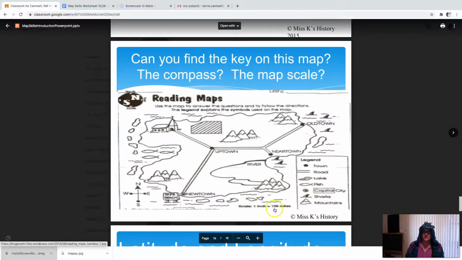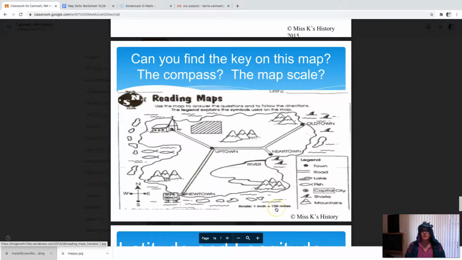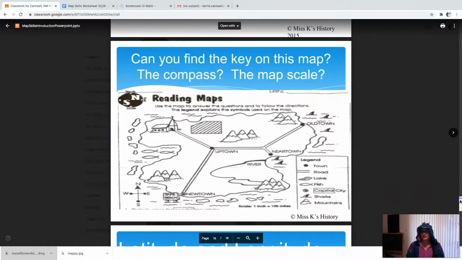The scale here says 1 inch equals 100 miles. So remember, your thumb from here to here is about 1 inch. So on this specific map, if you hold your thumb up to it, it equals 100 miles, and every map is different.